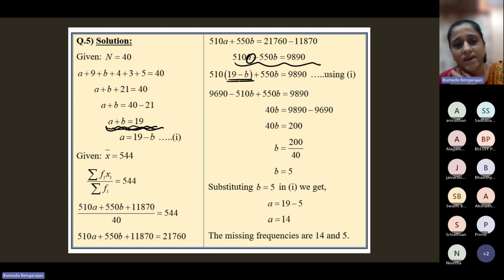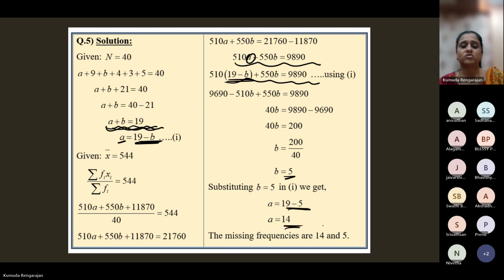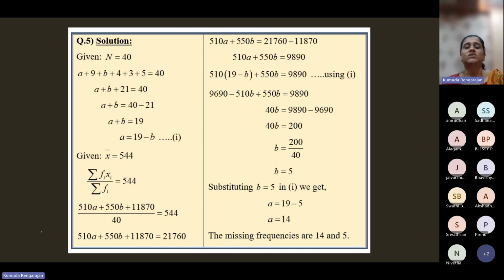So what happens? A is gone. We have only B now in this equation. So we can further simplify this. Work this and find the value of B. And once you find the value of B, what is A? 19 minus B. So 19 minus 5, 14. So the missing frequencies are 14 and 5. So this is how we work when we have to find the values of two missing frequencies.